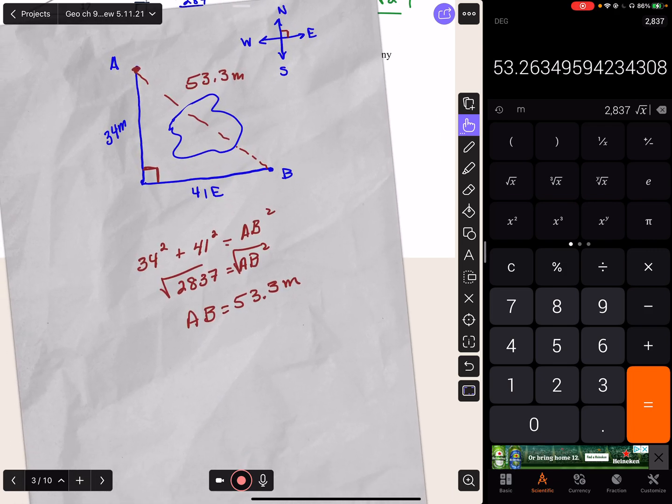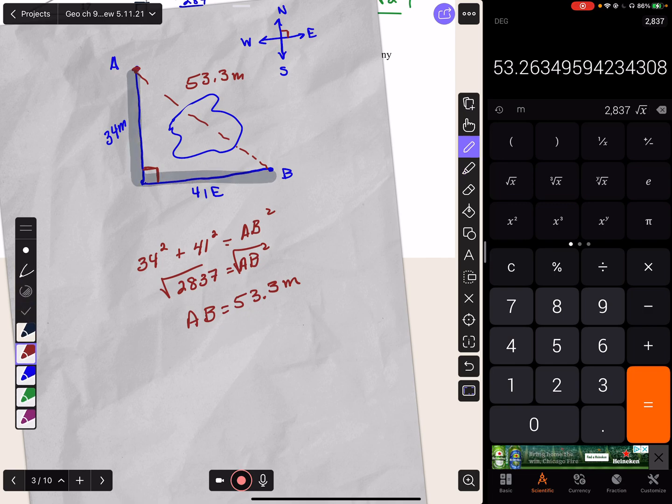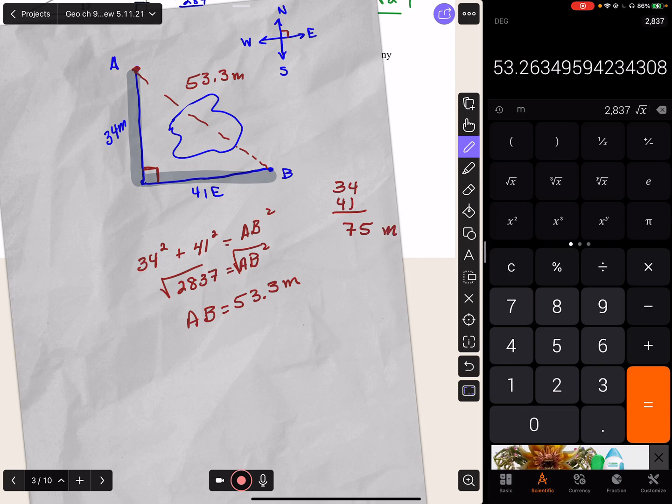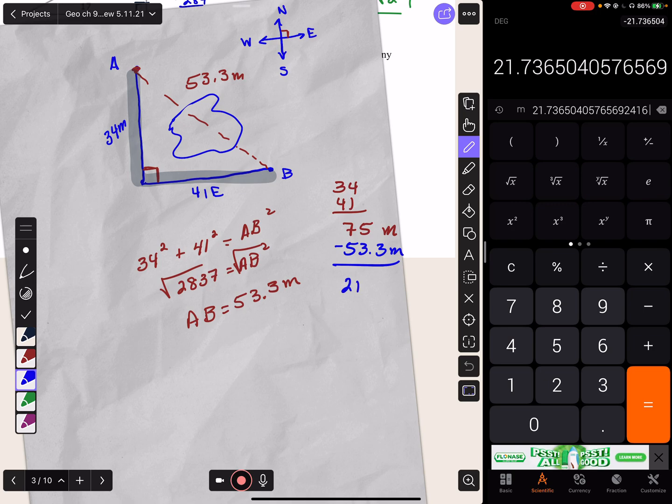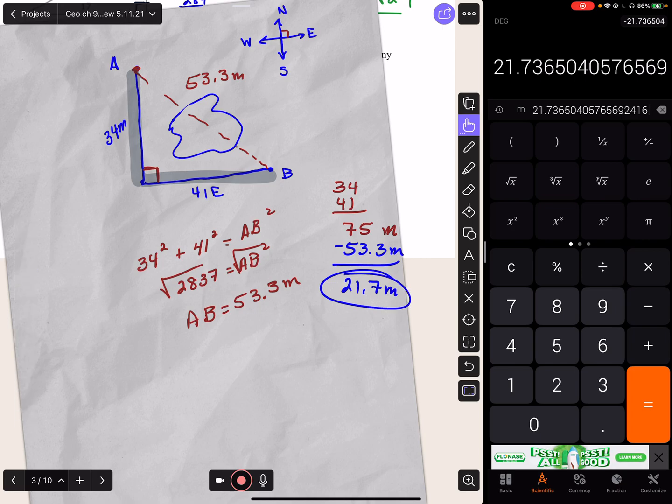Well, let's figure out how much they walked the first way they did it. There they walked 34 and 41, so 34 plus 41. When they walked around it, they went 75 meters. When they took the shortcut, they went 53.3. So the difference would be how much they saved. So 53.3 minus 75, and we'll change the sign on it. So they saved about 21.7 meters of walking. Not bad.